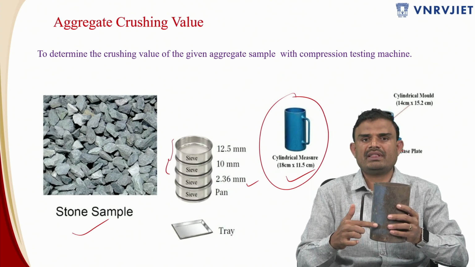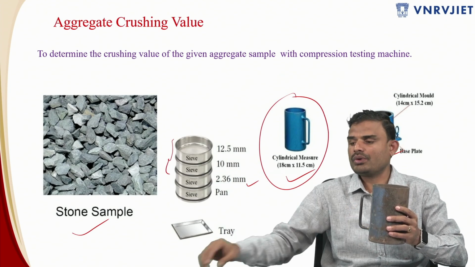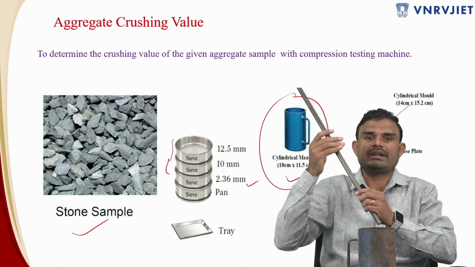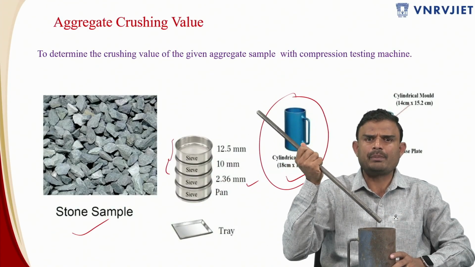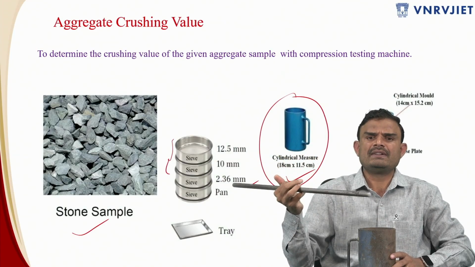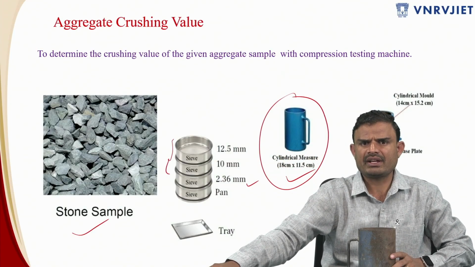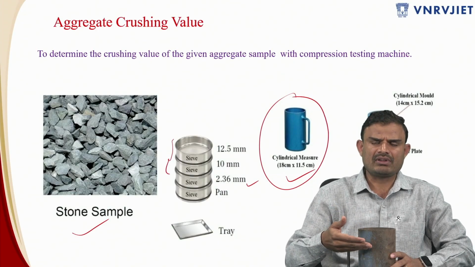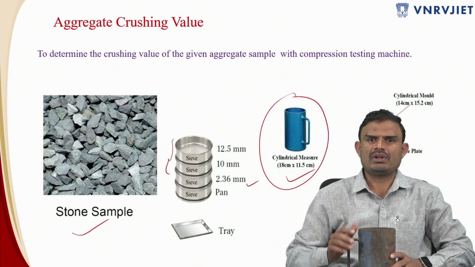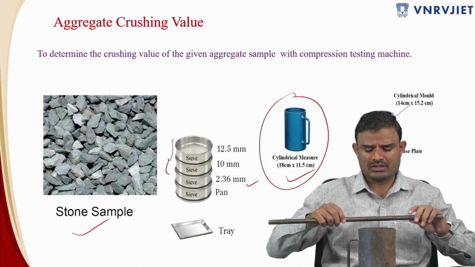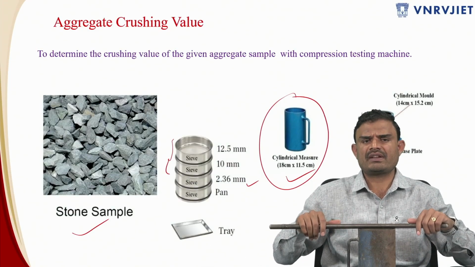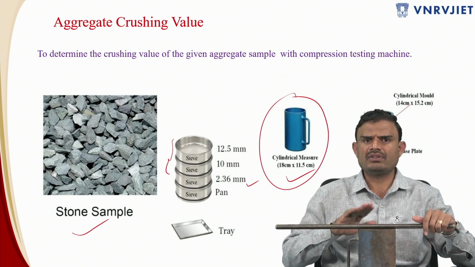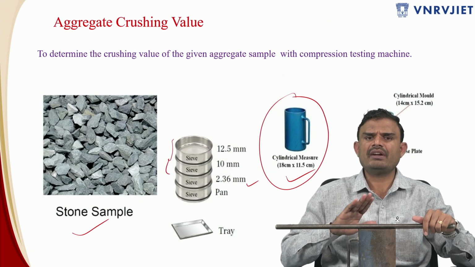You have to fill up to one third of this cylindrical measure and give 25 blows with the tamping rod provided over here. This is very important for better compaction of the aggregate. Again fill another one third, and like that you do it three times. After that you make sure that no aggregate comes outside of the surface of the cylindrical measure. That ensures that the aggregates are fully compacted with the fixed volume that we have.